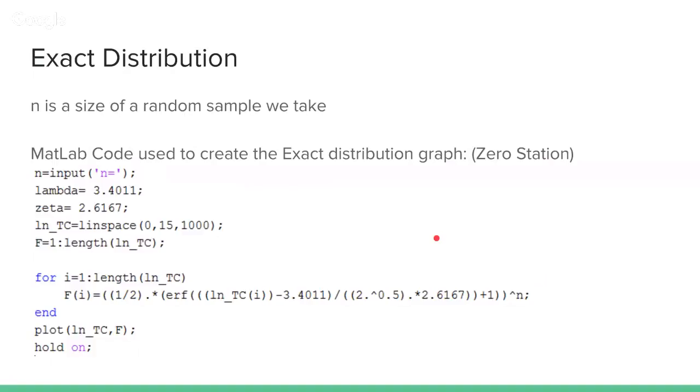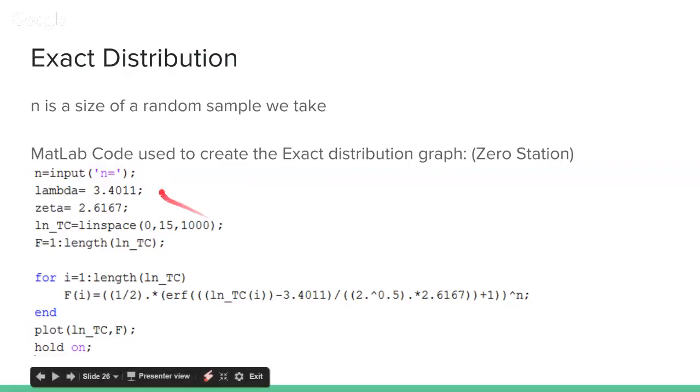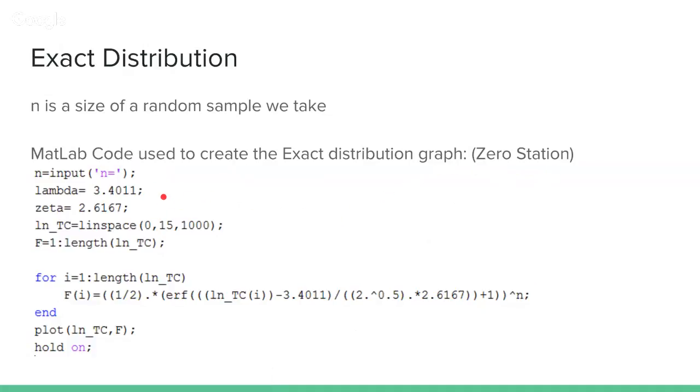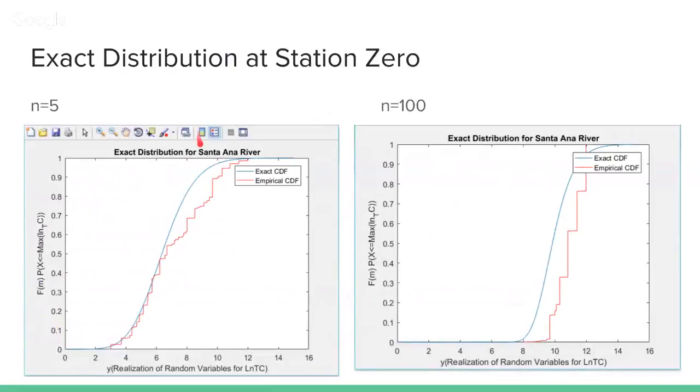The first step in doing that was to actually come up with the exact distribution. Essentially, we want to pick an n value, where n is the number of samples that we're taking. Then we have a number of iterations that we want to run it through in our MATLAB code. Based off our parameters, this is for the 0 station right here. We have our lambda and our zeta that we derived earlier in our calculations, and we plugged them into MATLAB code to come up with these exact distributions.